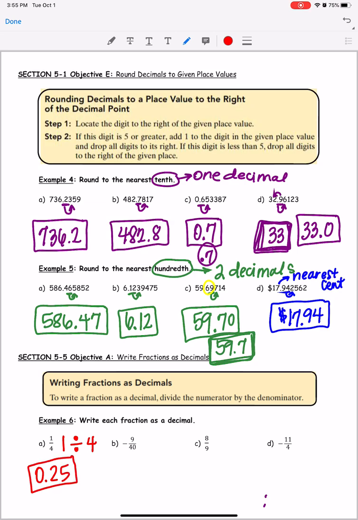Okay, same thing here. In your calculator, -9 divided by 40, and you're going to get -0.225. You're writing every digit that you see on the calculator. Okay, and so on that one, we did -9 divided by 40 in our calculator. C, do 8 divided by 9.